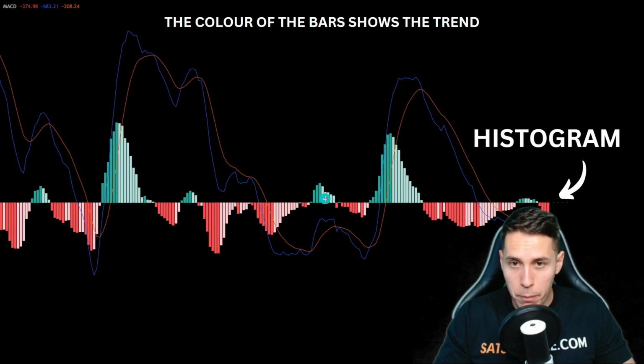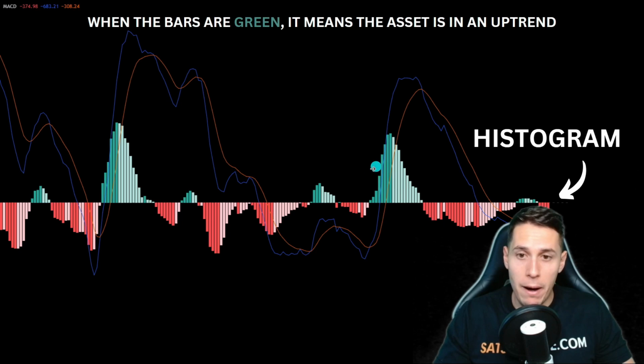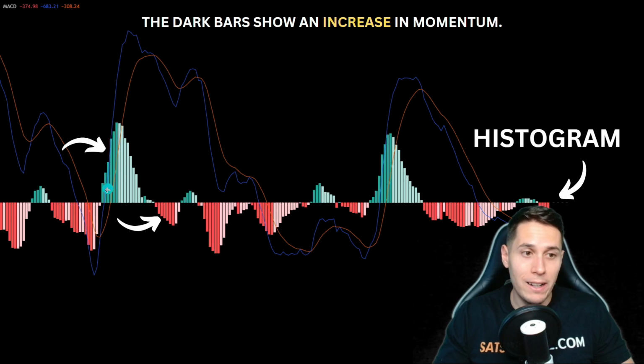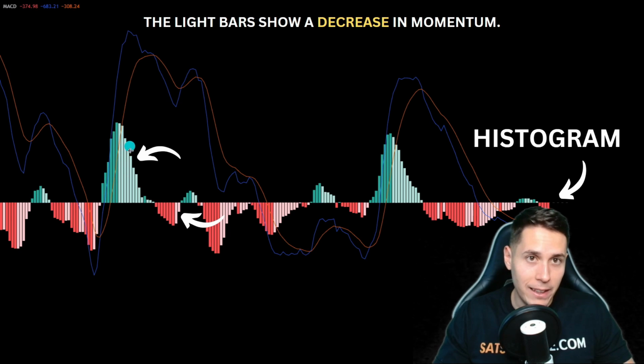The color of the bars shows the trend. When the bars are green, it means that the asset is in an uptrend. When the bars are red, it means that the asset is in a downtrend. The dark bars show an increase in momentum and the light bars show a decrease in momentum.